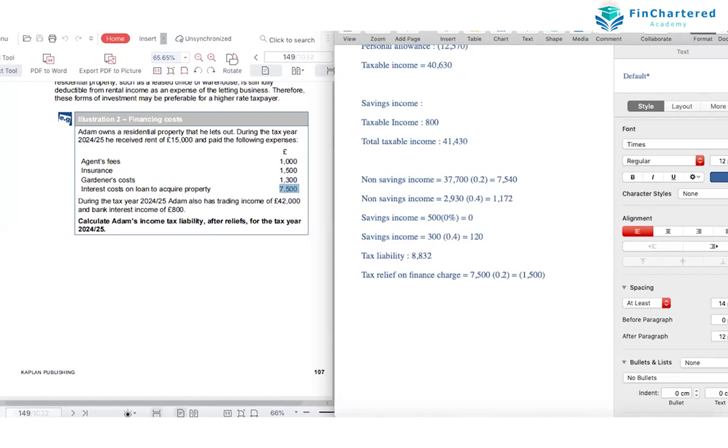Therefore, your income tax liability will be 8832 minus 1,500, 7,332. With which this illustration is over.